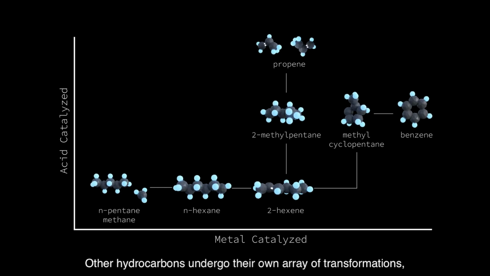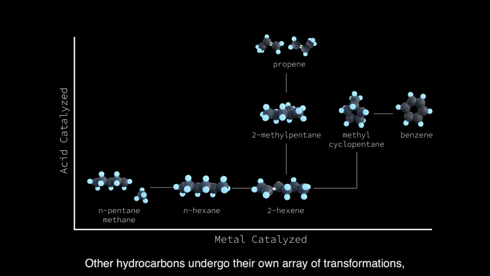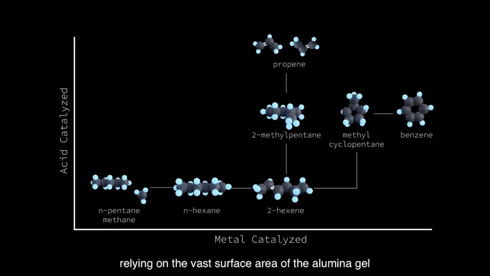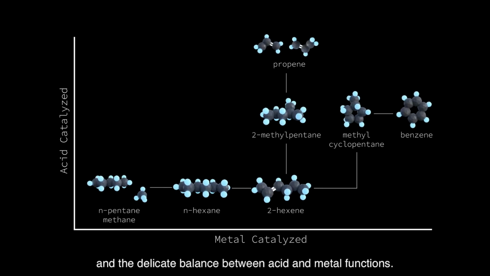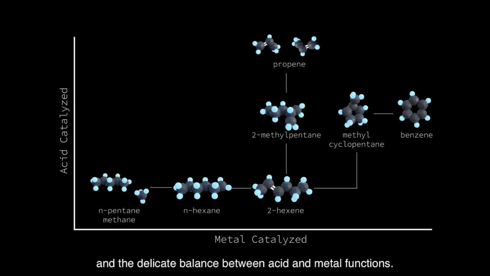Other hydrocarbons undergo their own array of transformations, relying on the vast surface area of the alumina gel and the delicate balance between acid and metal functions.